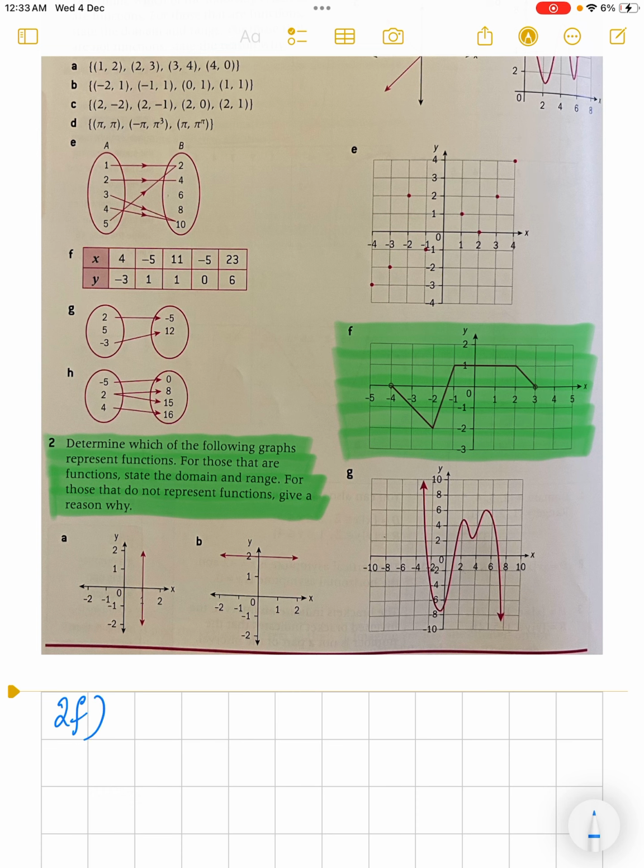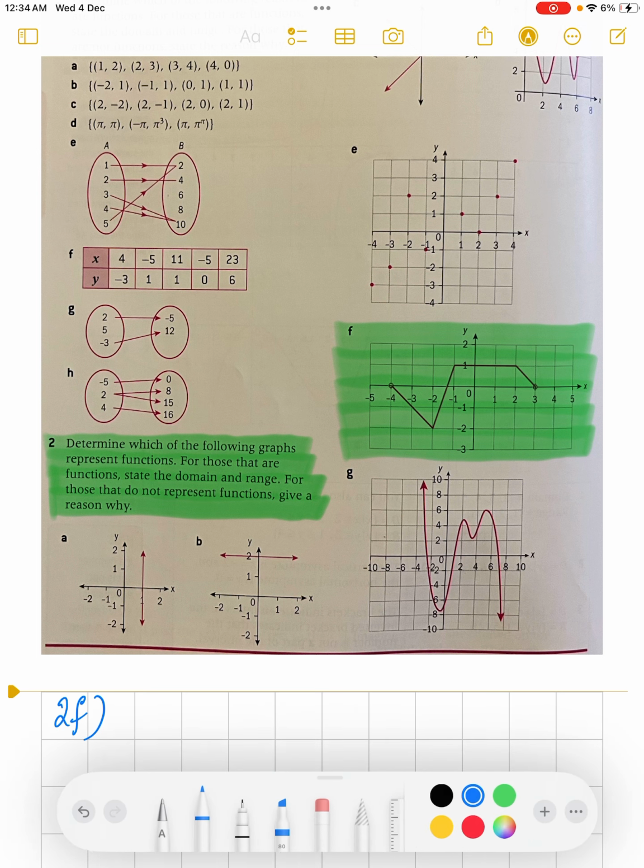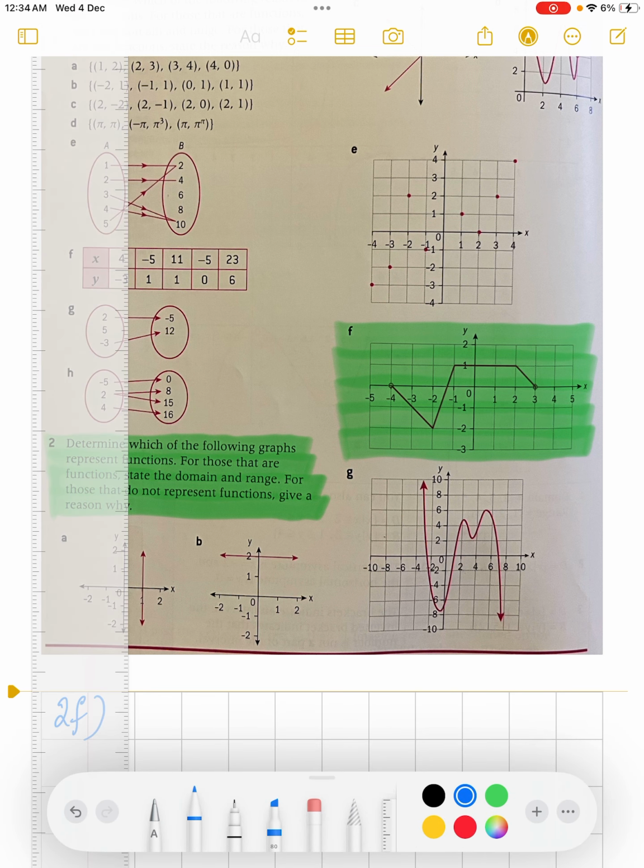And this says determine which of the following graphs represent functions. For those that are functions, state the domain and range. For those that do not represent functions, give a reason why. Let's have a look at F, and I'll start by getting a vertical line test and passing it across.